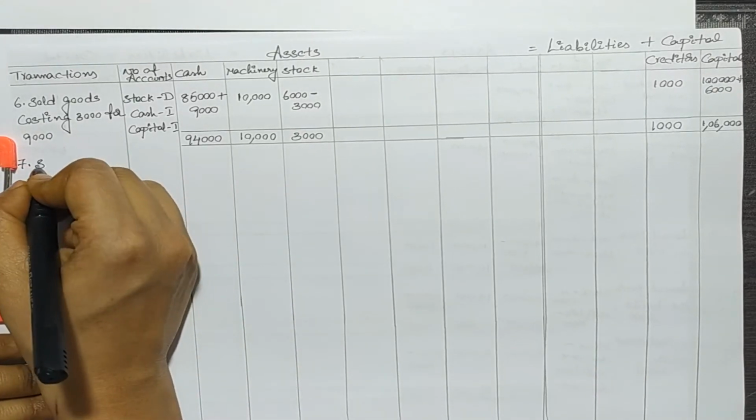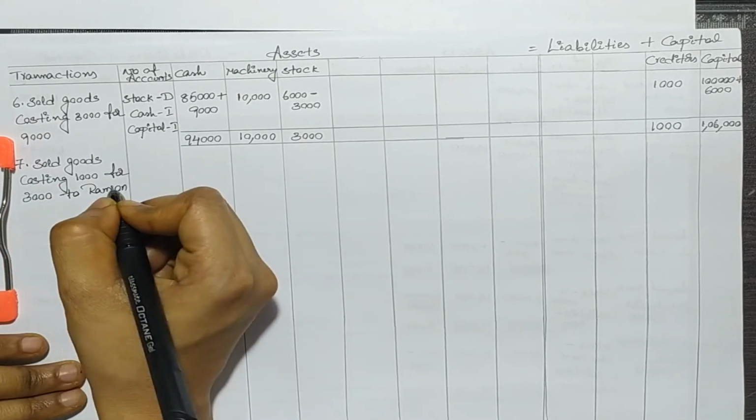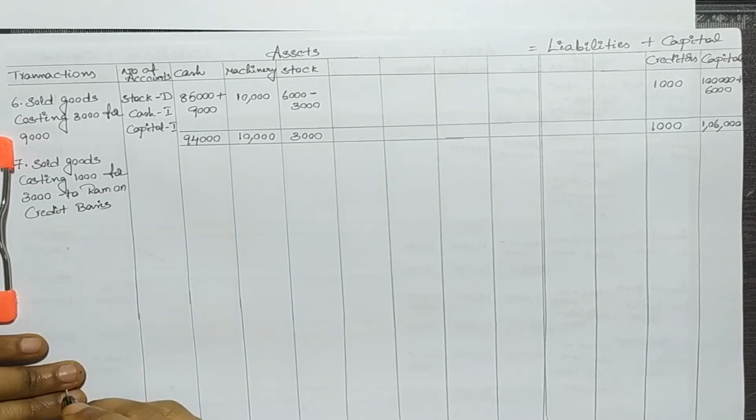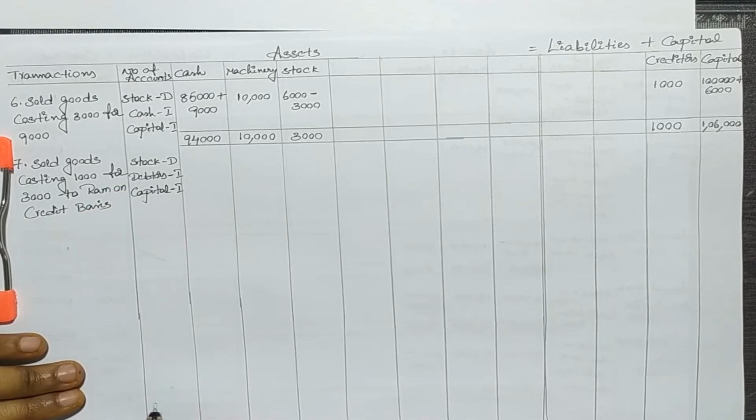Next transaction is sold goods costing 1,000 for 3,000 to Ram on credit basis, not on cash basis. So this transaction affects stock, debtors and capital. And this transaction will not affect cash because we have sold the goods on credit basis.